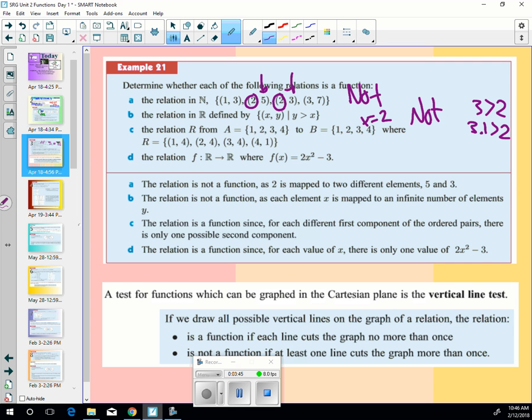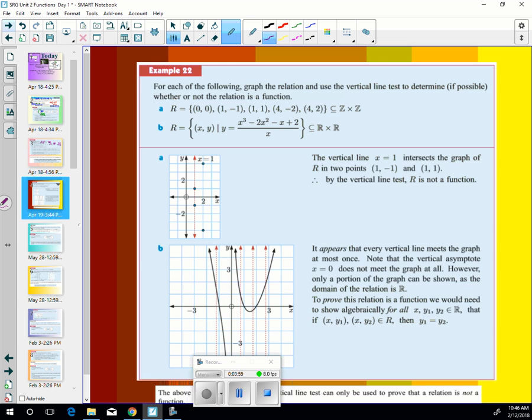This relation looks good: 2, 3, 4. This relation looks good because each x is paired to one y, even though some of them are the same. Okay, we have this vertical line test, which is, again, each x has one y. So if you had two y's, then it would fail the vertical line test and it would fail the definition of function. So that's how you can do those.